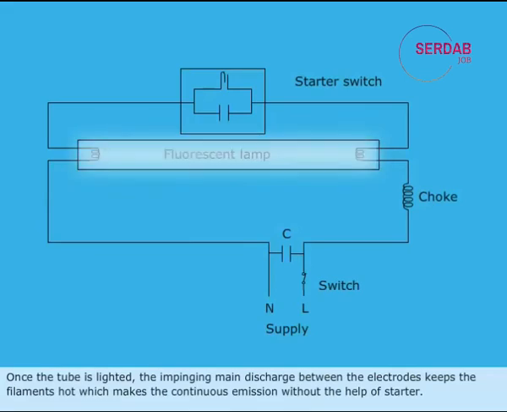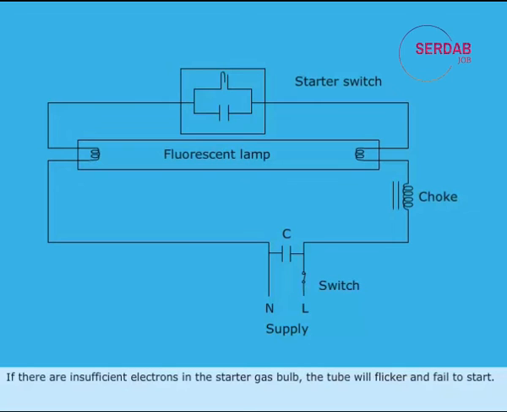Once the tube is lighted, the impinging main discharge between the electrodes keeps the filaments hot, which makes the continuous emission without the help of the starter. If there are insufficient electrons in the starter gas bulb, the tube will flicker and fail to start.